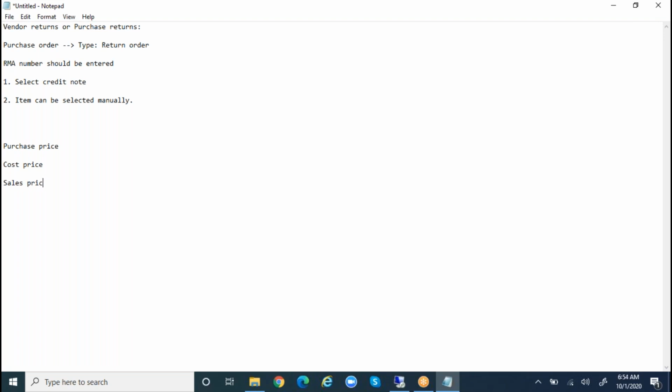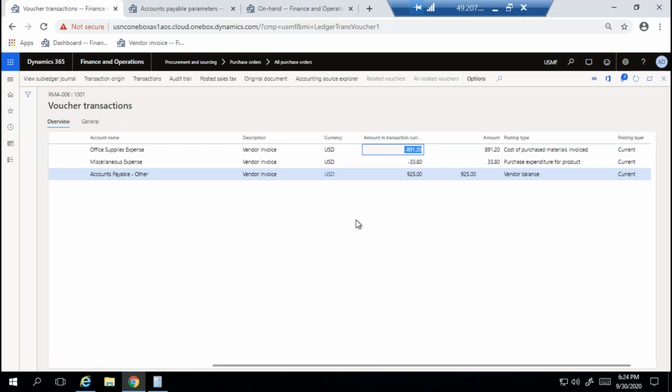These are the three things I discussed on the very first day in the item master: purchase price, cost price, sales price. Even if you are selling at the trade agreement price, the cost price will be decreased, because the system is recognizing that you are decreasing the stock. That's it. You are decreasing the stock by entering minus quantity in the purchase order. Am I right?